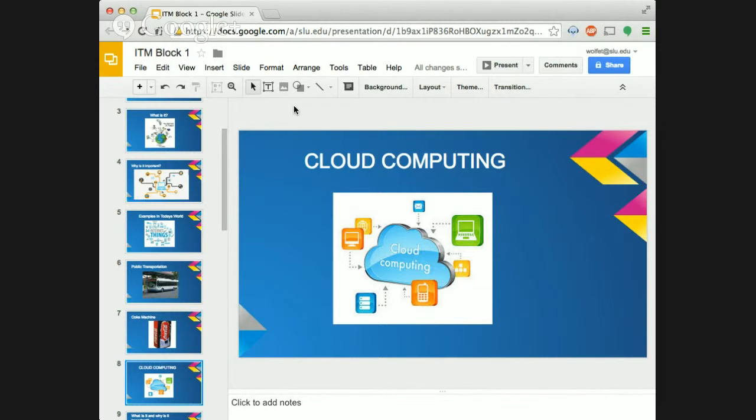Cloud computing. Cloud computing enables you to save your documents online once and be able to access them from any device at any point in the day, without having to worry about them being deleted.